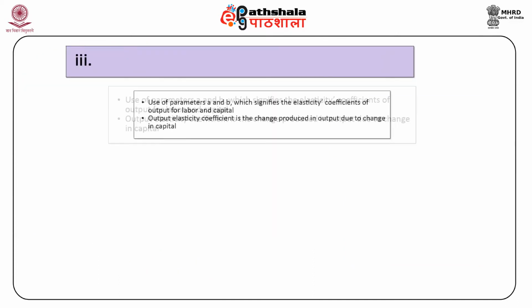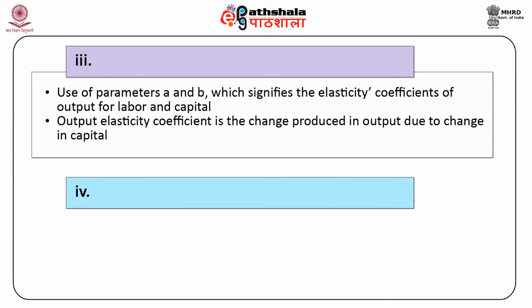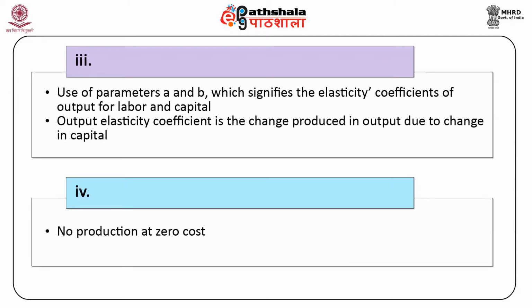Third, it makes use of parameters a and b, which signify the elasticity coefficients of output for inputs labor and capital respectively. Output elasticity coefficient refers to the change produced in output due to the change in capital while keeping the labor constant. Fourth, it represents that there would be no production at zero cost.